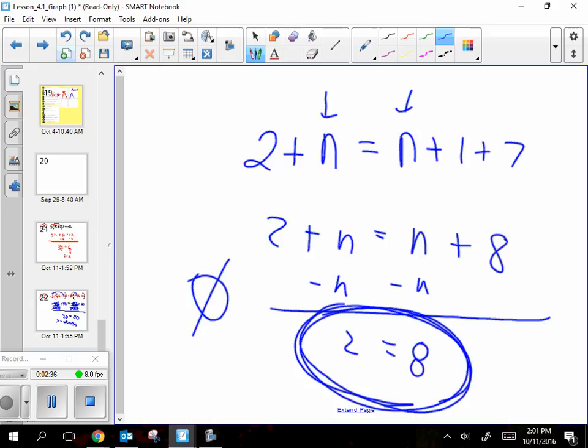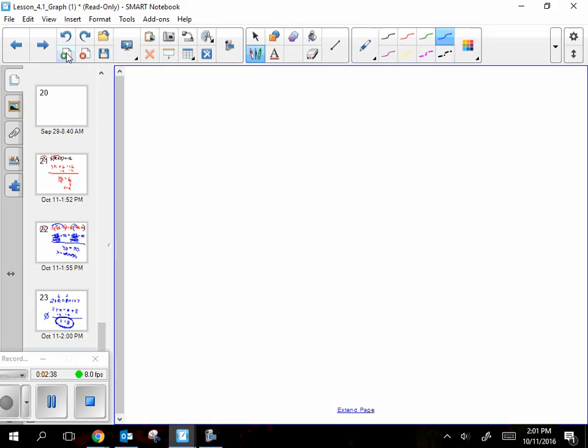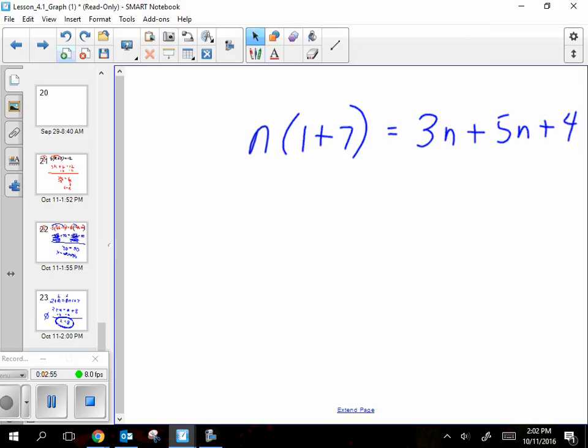Okay, so if you had this problem, n times (1 plus 7) is equal to 3n plus, let me think, I got to make this the same, 5n plus 4. I'd like you to solve that one and find out if the answer is all real numbers or no real numbers. I'll pause for a second. We'll give that a try.